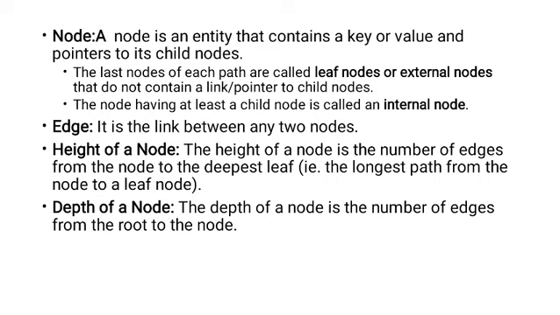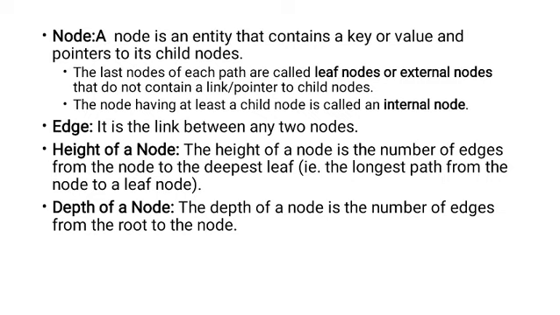Next one is edge. An edge is a link between any two nodes. Next is the height of a node. The height of a node is the number of edges from the node to the deepest leaf, that is, the longest path from the node to a leaf node.